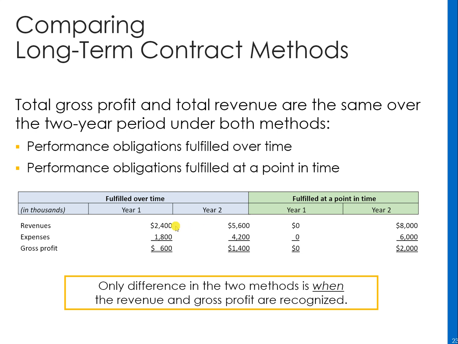If the customer pays in advance, for example, according to the contract, the customer will pay $3 million for year 1. In this scenario, the fulfilled over time scenario, the customer paid $3 million in advance. The $2.4 million will be recognized revenue, and the $600,000 will be reported as unearned revenue, so liabilities. For the same payment in scenario 2, fulfilled at a point in time, in year 1, the whole amount, $3 million, will be reported as unearned revenue.